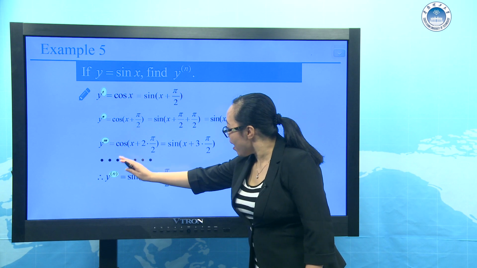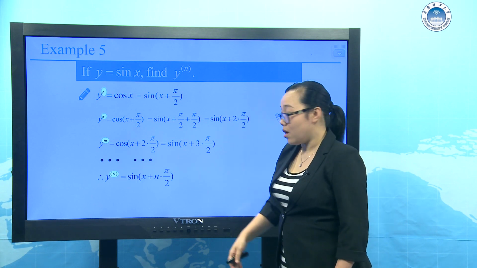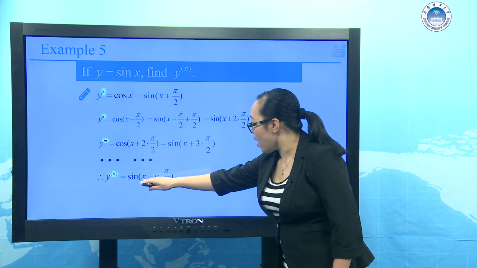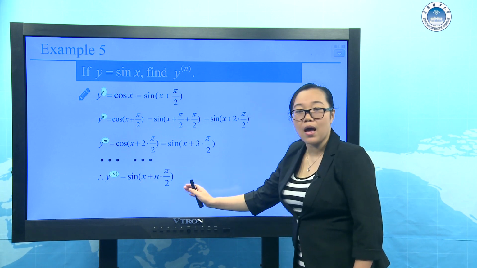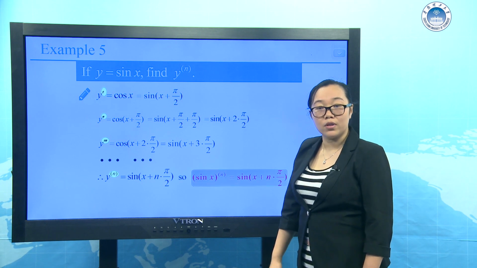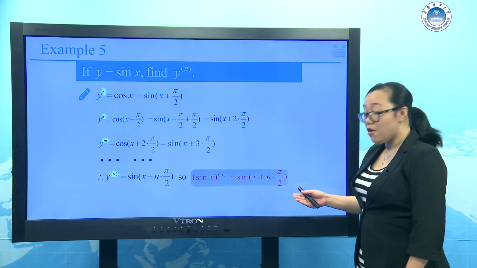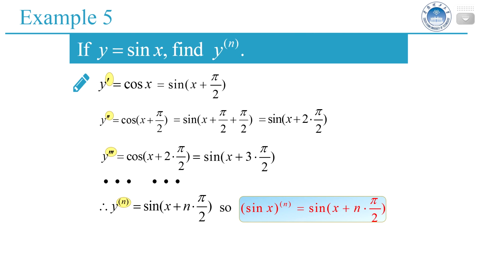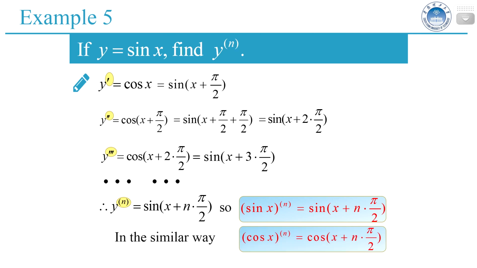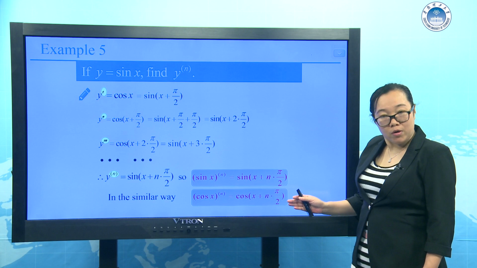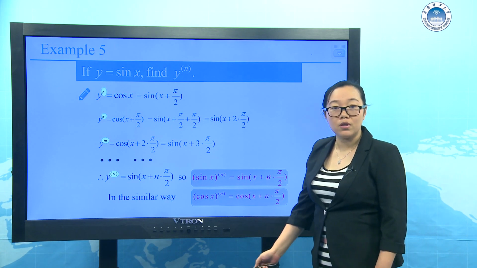The derivative y^(n) equals sin(x + n·π/2). So this is our final result. Similarly, the nth derivative of sin x equals this expression, and we can get the nth derivative of cos x equals cos(x + n·π/2). Try to remember the two formulas. They are useful in future study.